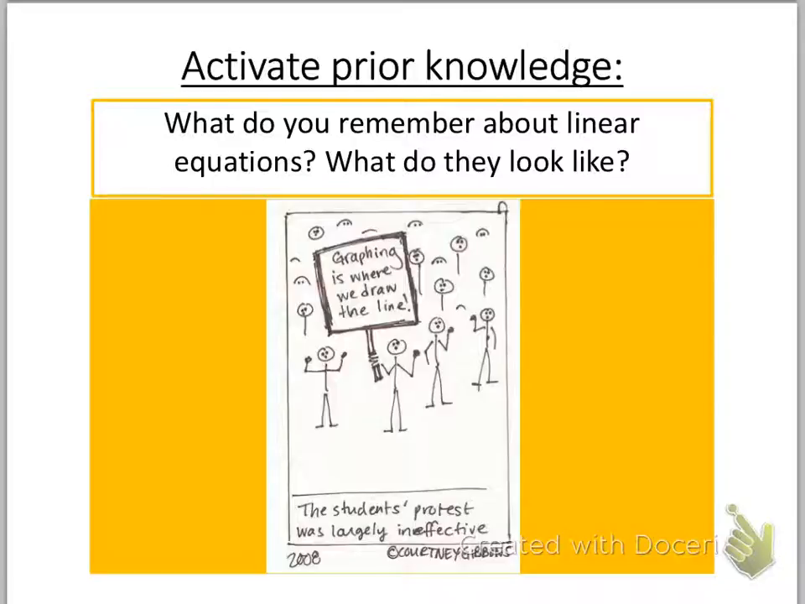So what do you remember about linear equations? What do they look like? I've got a cute little comic here. It says, graphing is where we draw the line. There are kids that are protesting because they don't want to graph, because graphing includes drawing a line. Ha ha ha. Okay, so we're looking at linear equations, which means they look like a line.